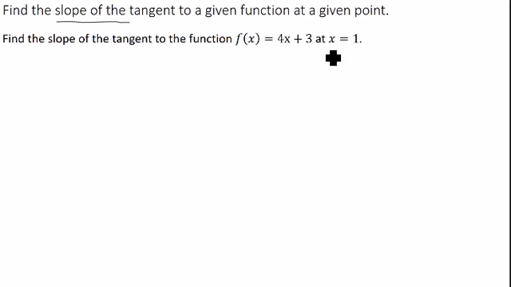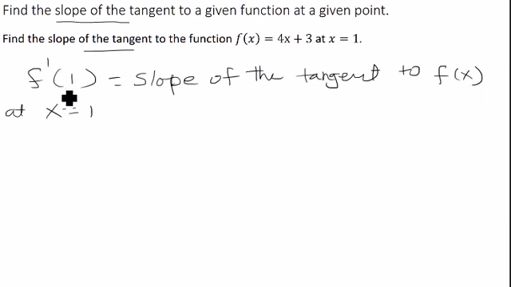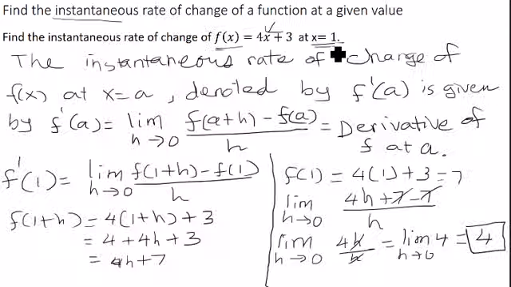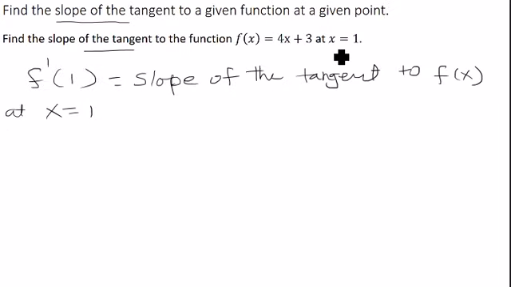So the slope of the tangent is f prime of 1, the slope of the tangent to f of x at x equals 1. But we already found this f prime of 1 in our previous example. Let me take you back here. So f of x equals 4x plus 3 at x equals 1. I think it's the same problem. So we already found the answer to this one. Our answer was 4.